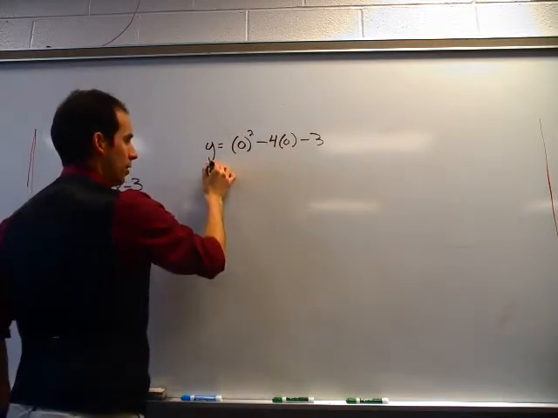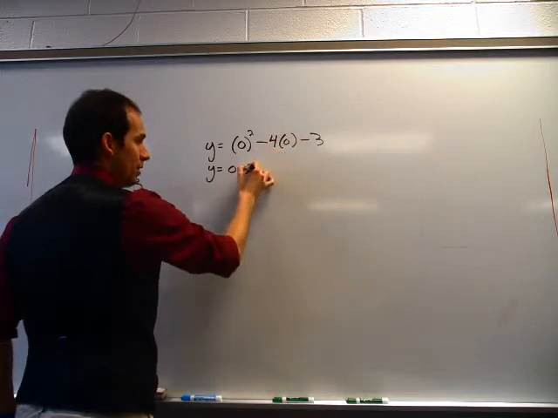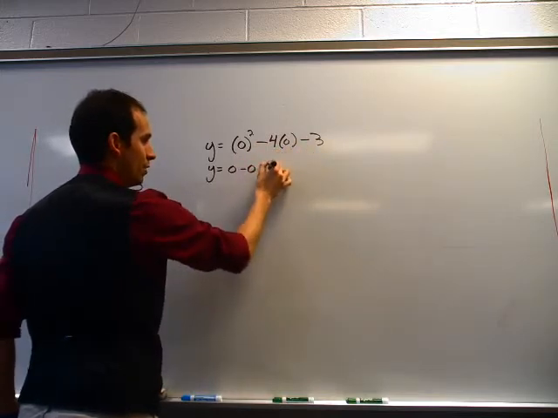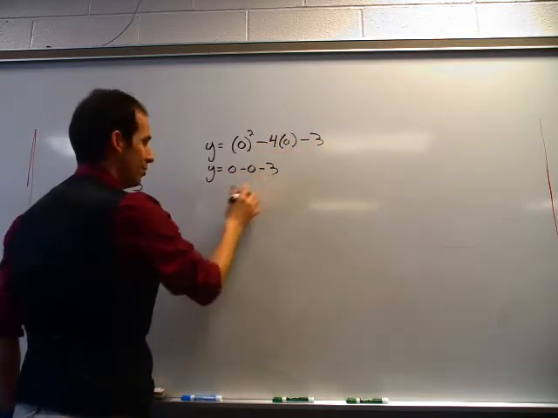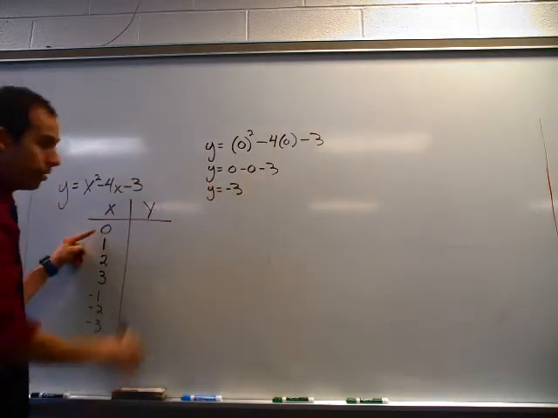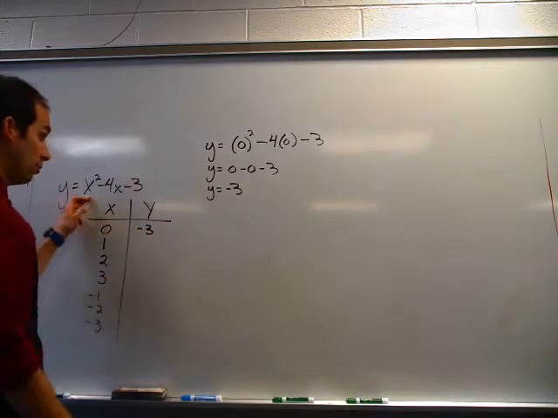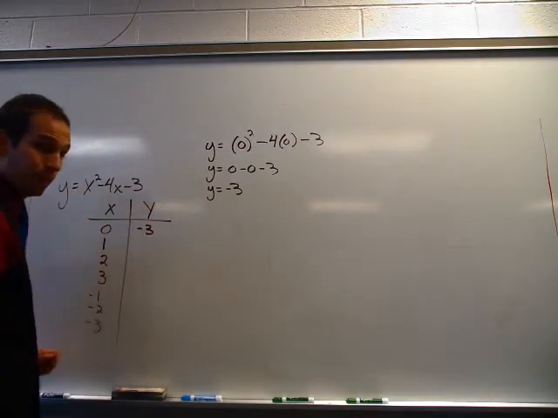We simplify this expression. 0 squared is 0. Negative 4 times 0 is 0. And minus 3. So 0 minus 0 minus 3 leaves us with y equals negative 3. Okay, so when x equals 0, y is negative 3. So I got one point. But we have to do this again for each of these points right here.